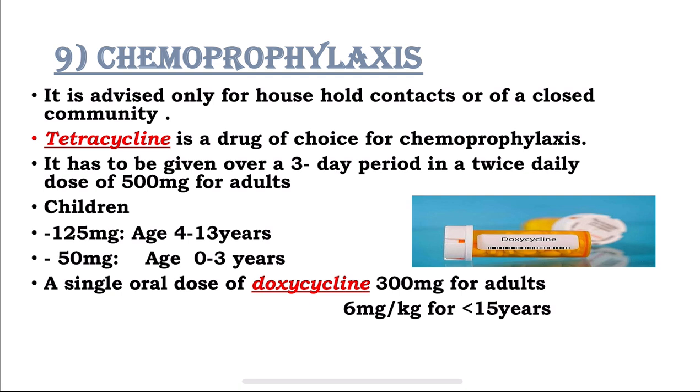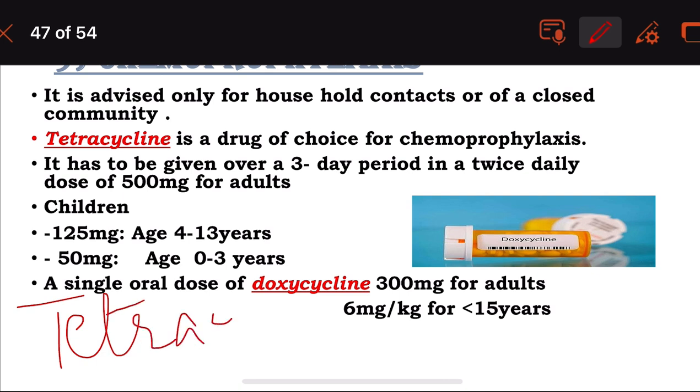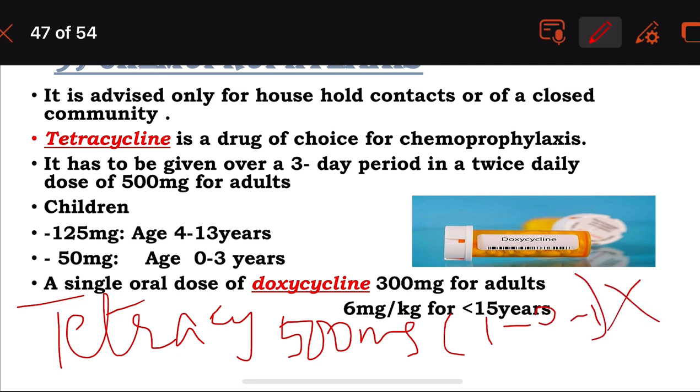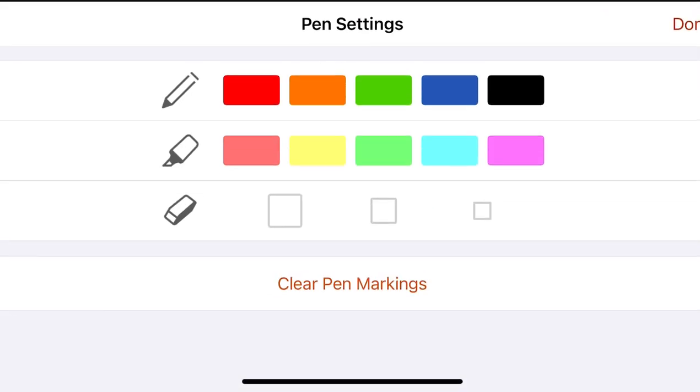It is given over a 3-day period in a twice daily dose of 500 mg for adults. Let's see how we prescribe chemoprophylaxis. Tetracycline is 500 mg BD, that is twice daily, and it is given for 3 days. BD for 3 days. Is it clear? Tetracycline 500 mg BD for 3 days.